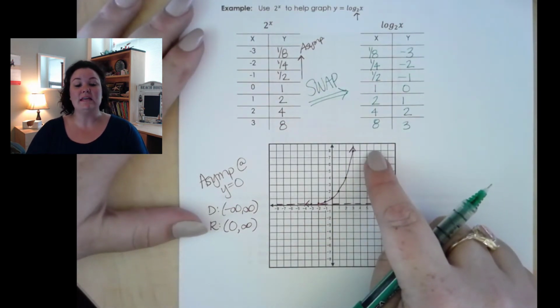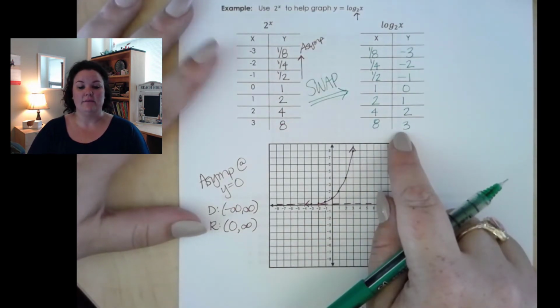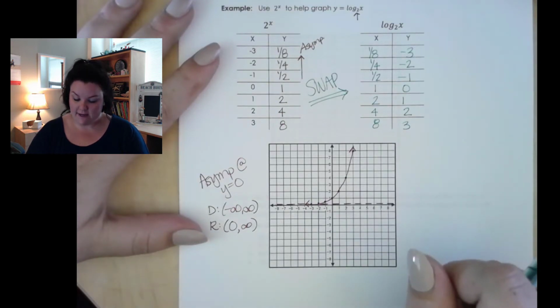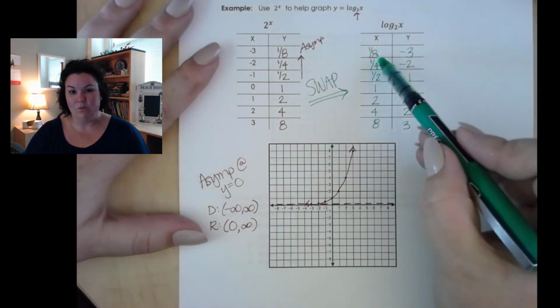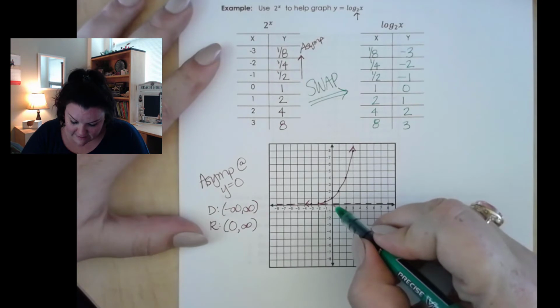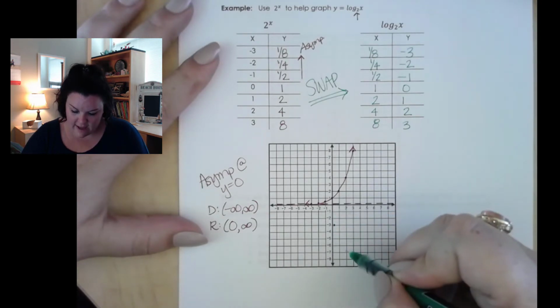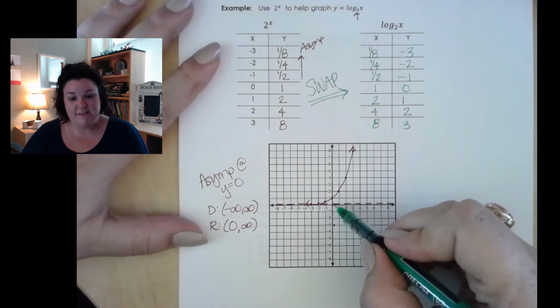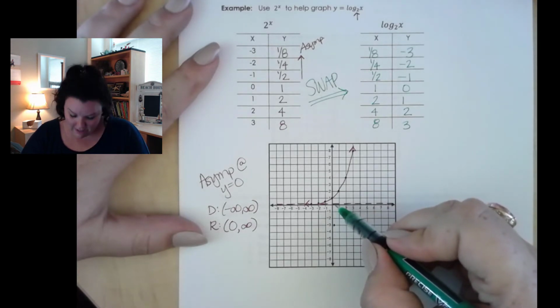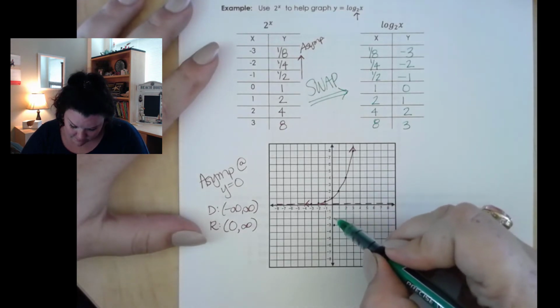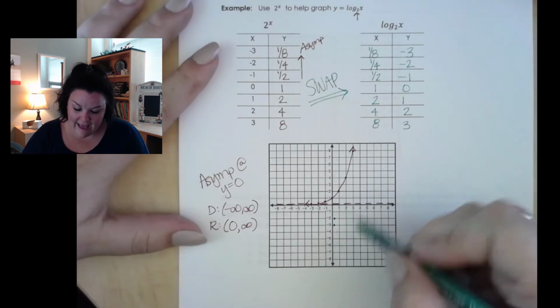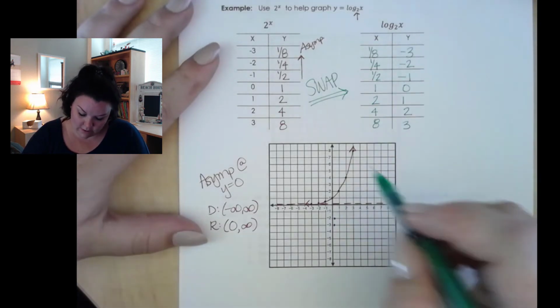So we're going to go ahead and graph these points and see how that changes our shape. Okay, so at 1/8, well, 1/8 is just barely past 0. I'm going to be down at negative 3. At 1/4, which is not much further past 0, I'm down at negative 2. At 1/2, I'm at negative 1.